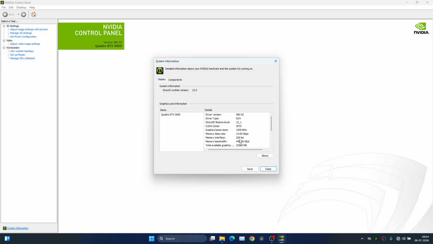your memory data rate. It is about 14 Gbps and the memory interface is 256 bit and the memory bandwidth is 448.06 GB per second. So in this way you can easily identify your memory interface, bandwidth and data rate on this screen.